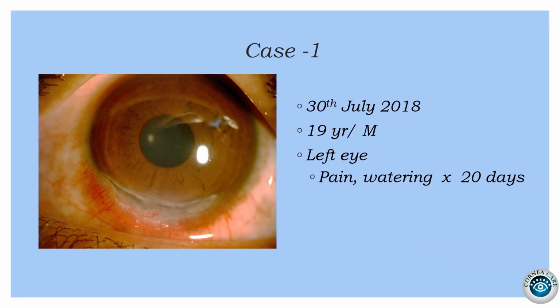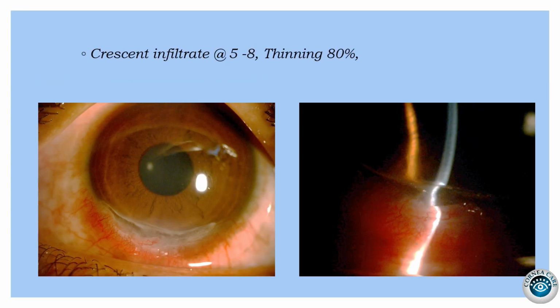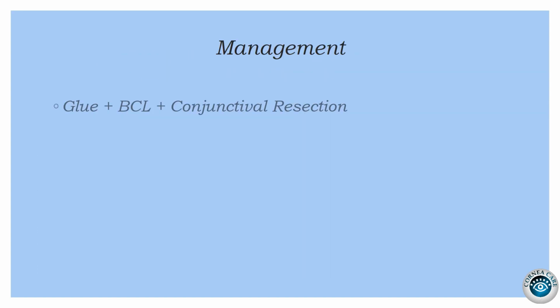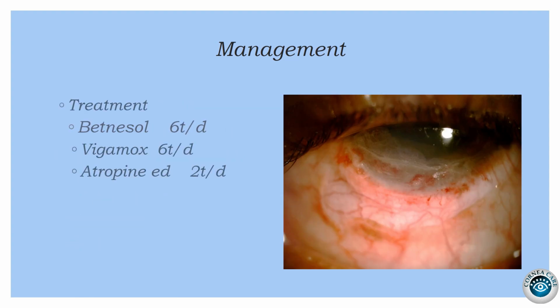This young boy of 19 years had a history of 20 days. His current medication was mainly antibiotic. Oral steroid was Biflace 3 times a day. Ulcer dimensions were measured. Conjunctival resection was done. Due to 80% thinning, glue was also applied. Baseline investigations were done after consulting physician. Betnisol was started in 6 times dose.